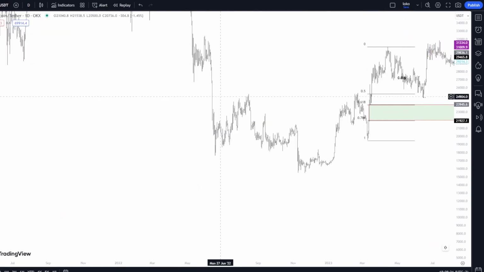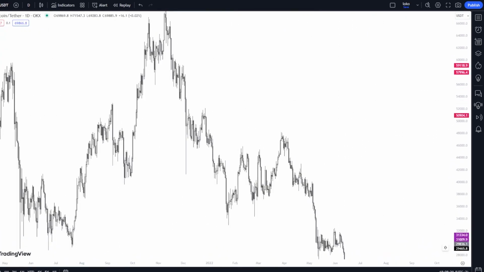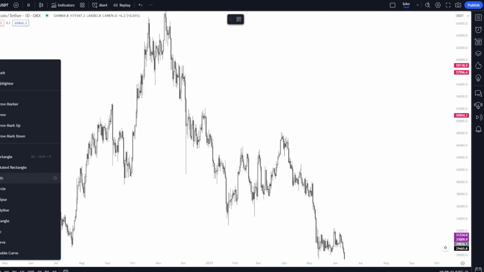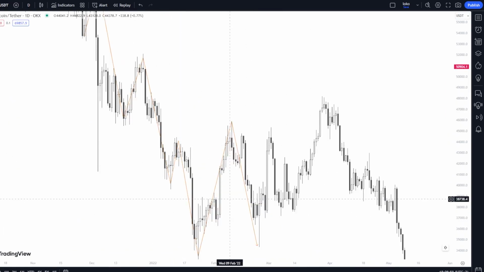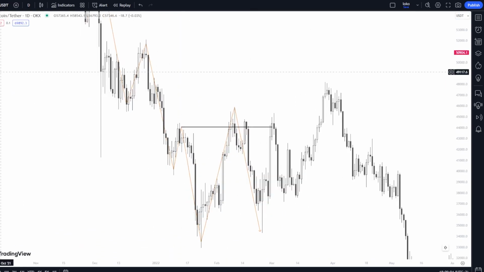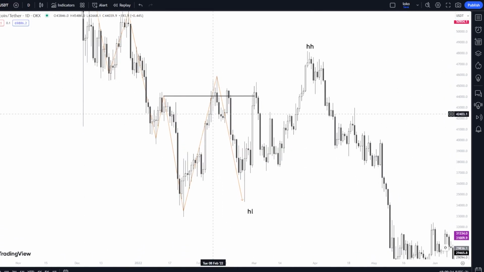Now let's have a look at a downtrend. Here we have a downtrend of Bitcoin. We can define it with these movements: lower lows, lower highs. Here on this point we can see the break of structure, so the price formed another higher high. Here it will be a higher low, here a higher high. So at this point we can enter a long position.